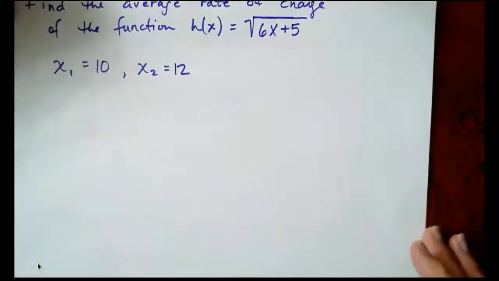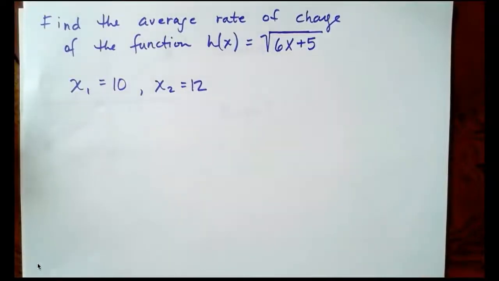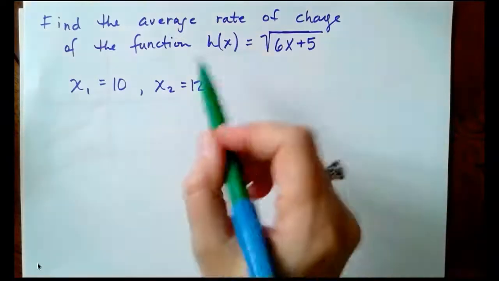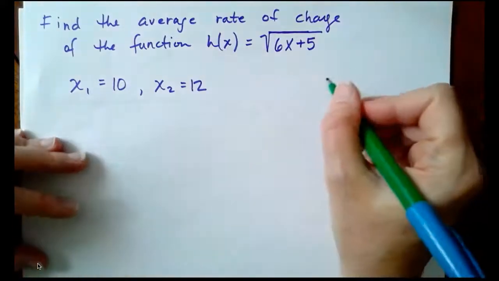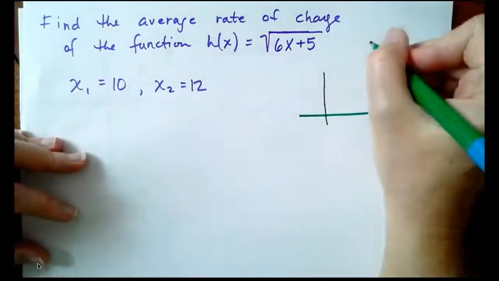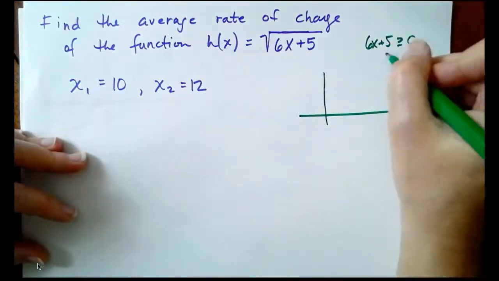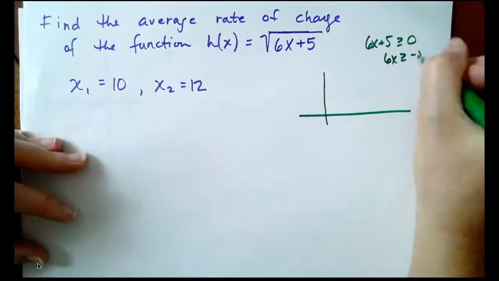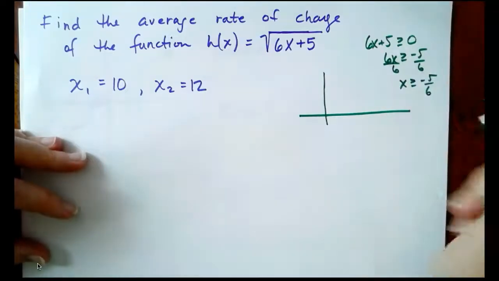Next, what we did in class today: find the average rate of change of the function h of x equals the square root of 6x plus 5. Now, we graphed a function similar to that in class today. If we were to take a look at that graph, it would look something like this. So first of all, 6x plus 5 greater than or equal to 0. We're just finding the domain. 6x greater than or equal to negative 5, divided by 6, divided by 6. x is greater than or equal to negative 5/6.